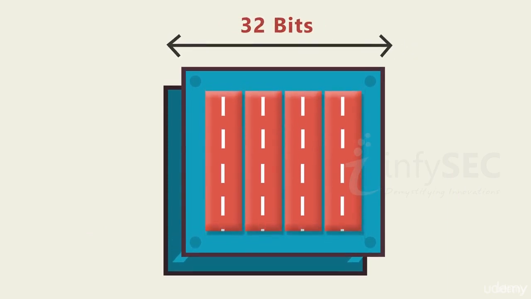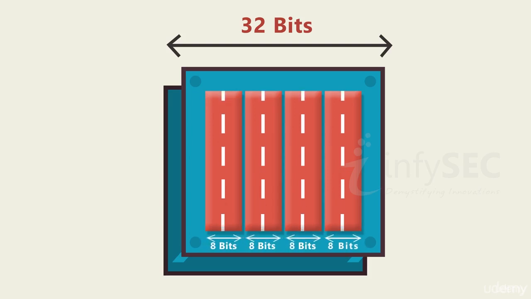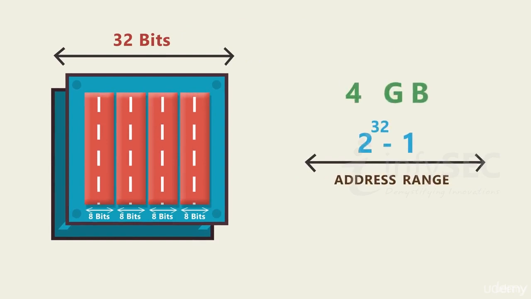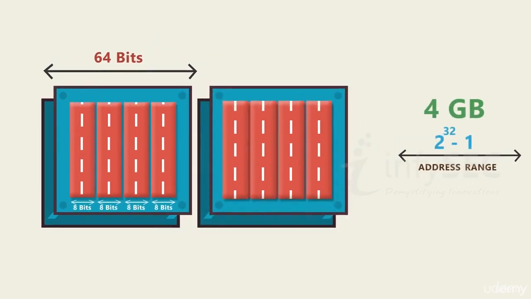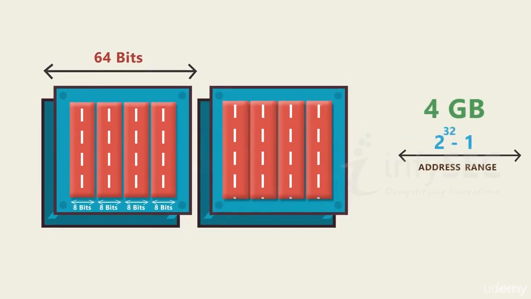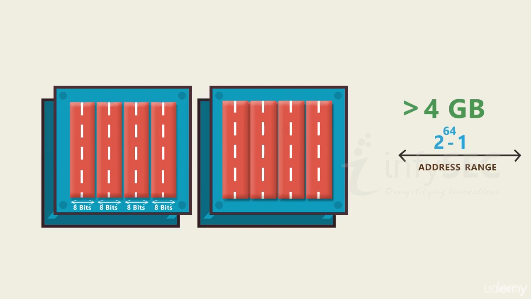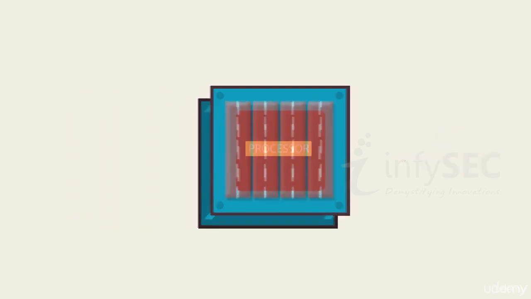A 32-bit processor is capable of handling data in and out via 4 lanes, each of which is 1 byte wide, thus supporting only a memory of up to 4 GB, while the 64-bit processor is capable of handling data in and out via 8 lanes that eventually supports memory above 4 GB. This enhances the speed of the system.